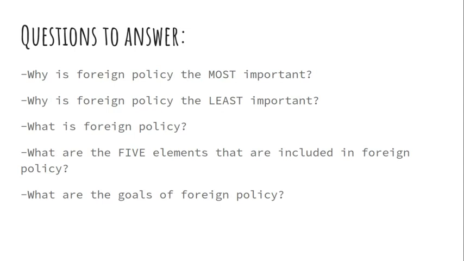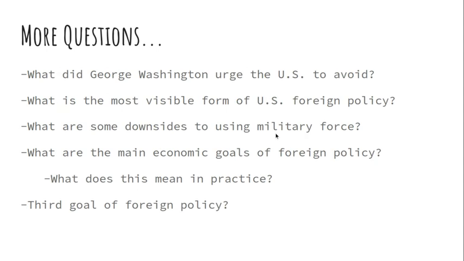Here's what we're going to answer today. Why is foreign policy in some ways the most important type of policy? Why is foreign policy in other ways the least important? What are the five elements that are included in foreign policy? What are the goals of foreign policy? What did George Washington, the first president, the precedent setter himself, urge the U.S. to avoid? From what we've said thus far, you guys could probably guess what Washington's views would be about foreign policy, but we'll look into that again.